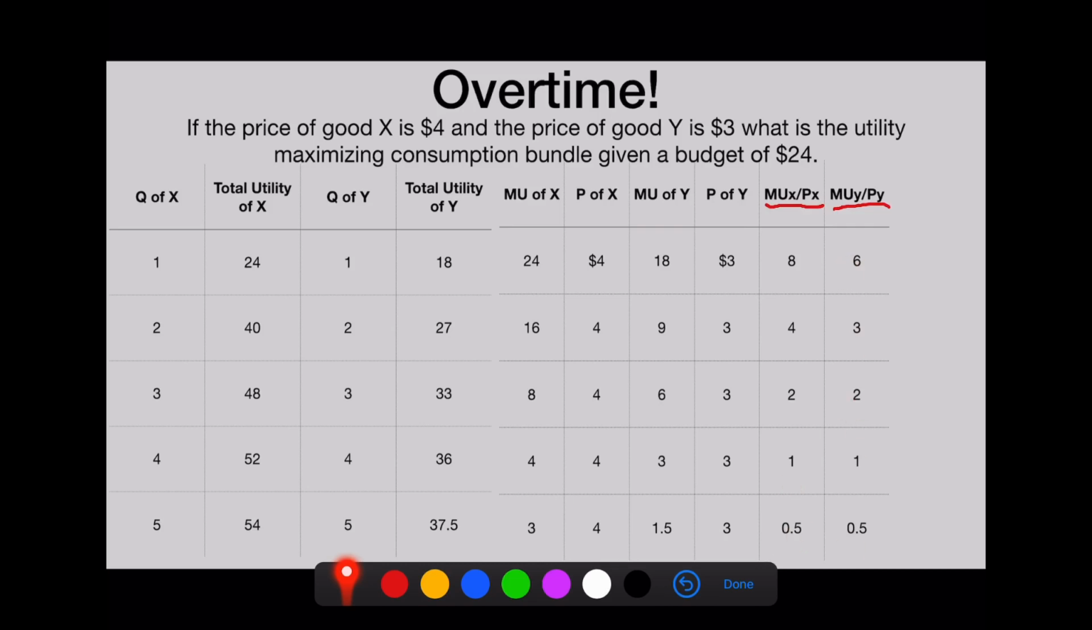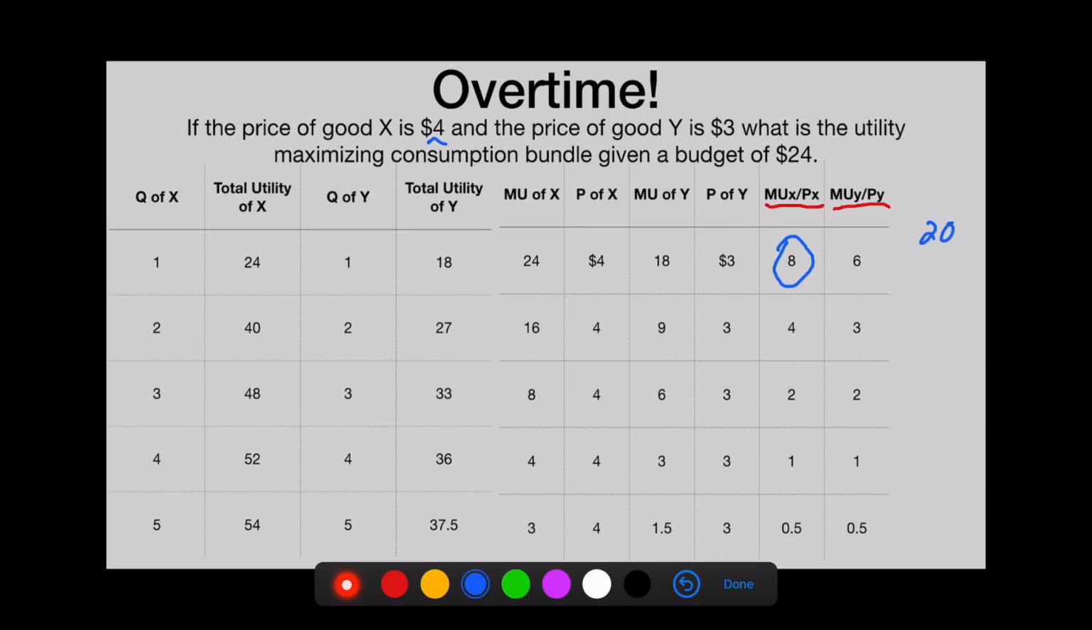Okay, time to spend our money. What do we want to spend our first dollars on? Is it x or y? Well, it's x, and the reason is because 8 is bigger than 6. We're getting more marginal utility per dollar spent by buying some x. How much did it cost us to get that x? $4. So we no longer have $24. We're down to 20. I like to keep a running total there.